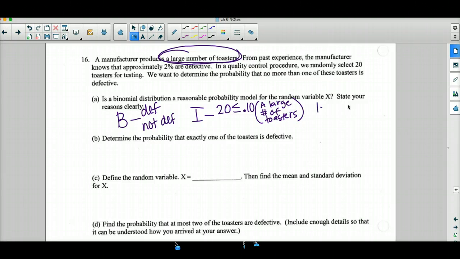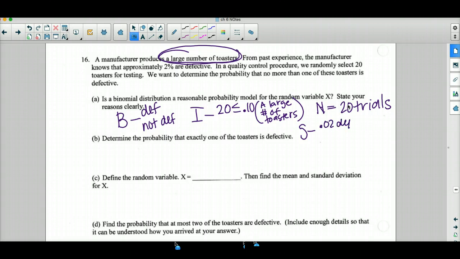So BIN, how many toasters are they going to get out? 20 trials, that's set. And your probability of success, your probability that you have a defective toaster is what?